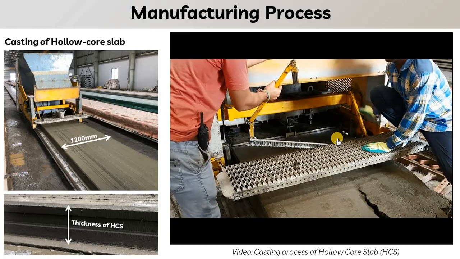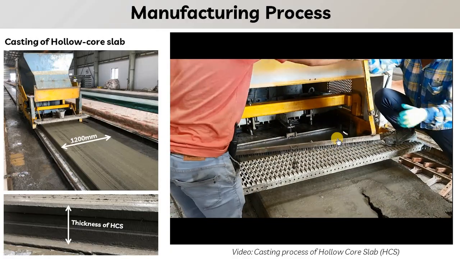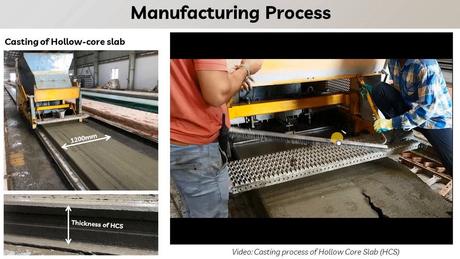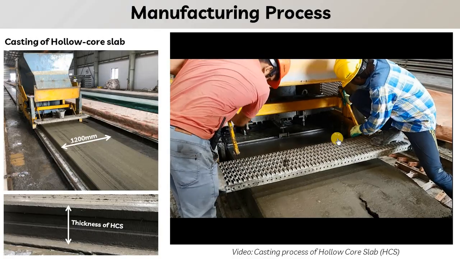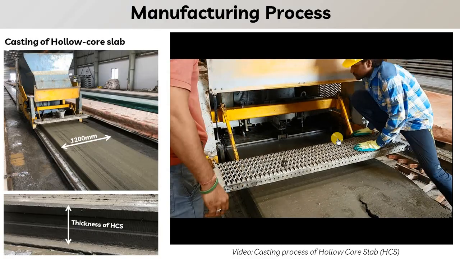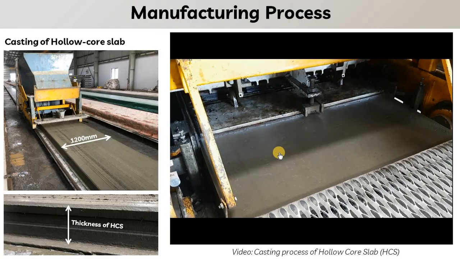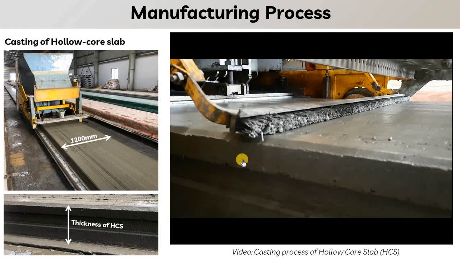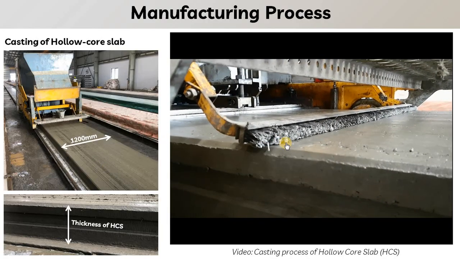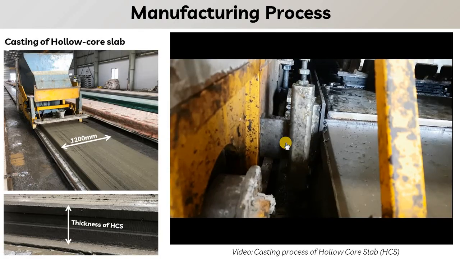Now here you can see this is the wire brush that is fixed on the top of the machine, so that the top surface of this slab will be roughened to have a bond between the dry concrete and wet concrete. Here you can see this is the top surface of the hollow core slab, very smooth, and the finishing level is very great. This is the wire brush that is used to roughen the top surface of the slab.